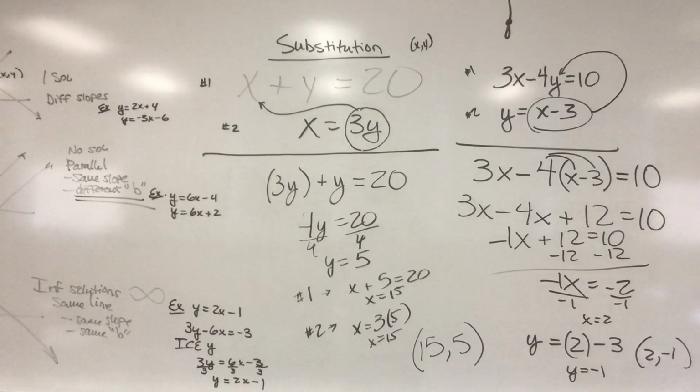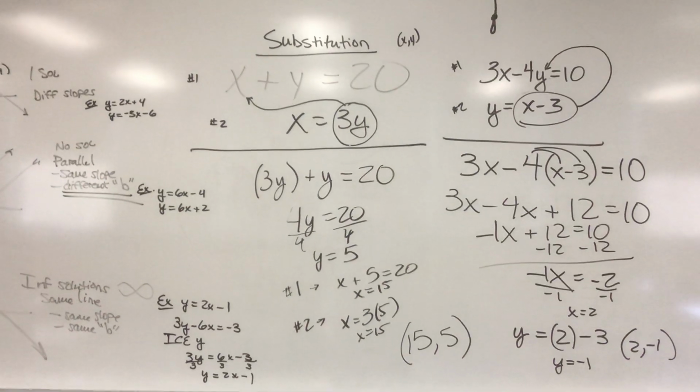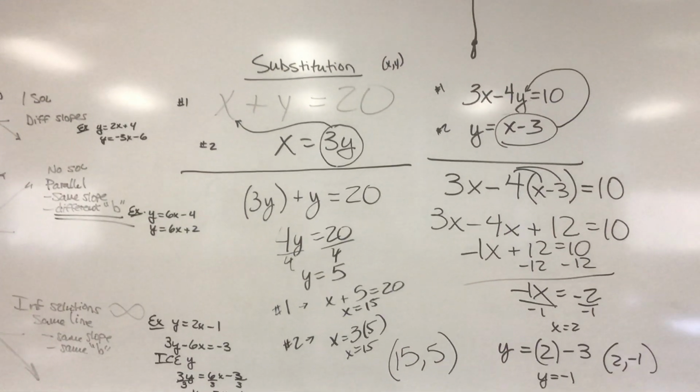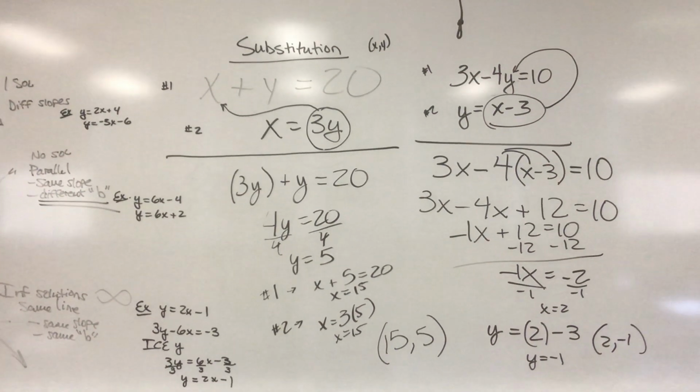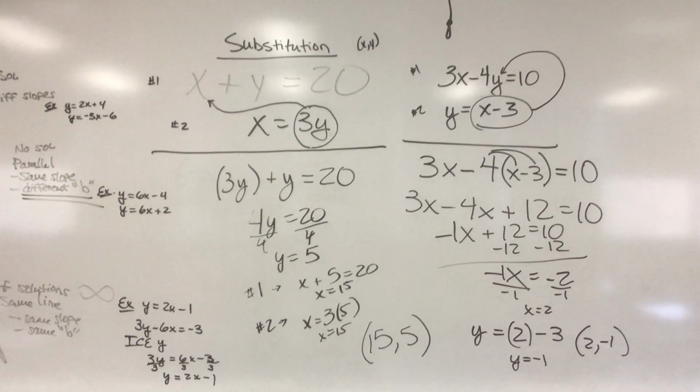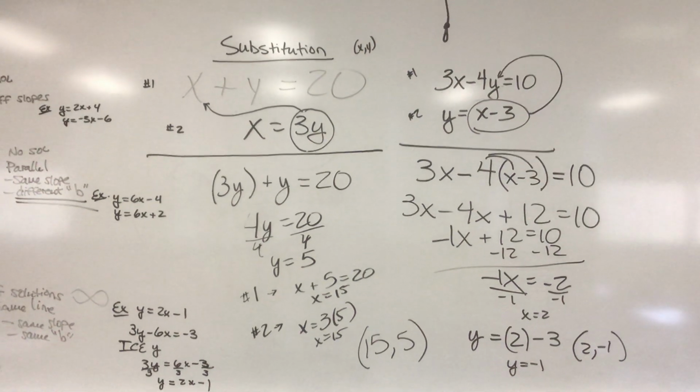Then I get 3y plus y equals 20. Now I can solve for y because it's only one variable. So 3y plus y is 4y, that equals 20. Divide both sides by 4 to get a coefficient of 1, and y equals 5.